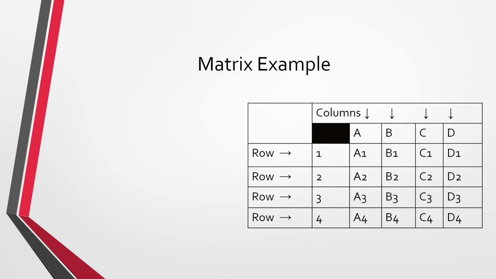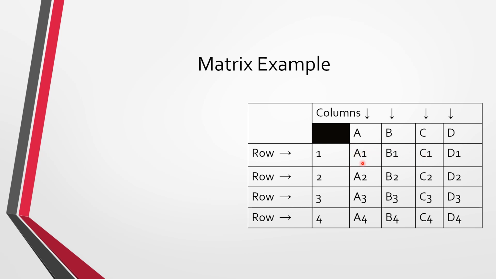We'll continue our exploration of matrix with an example. Going down are the columns, and you can see they're labeled starting with A, B, C, D, and then the rows go down this way. There's 1, 2, 3, 4, and each one of these is a cell of the matrix. So this one cell is A1 and B1 and C1.